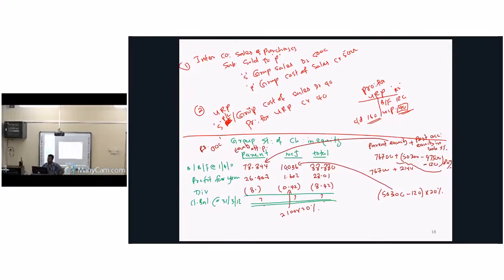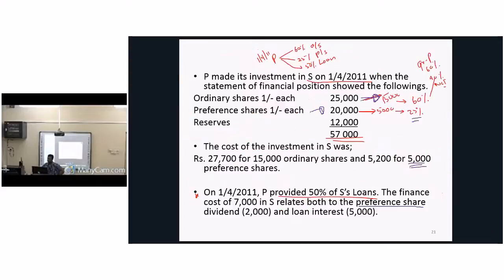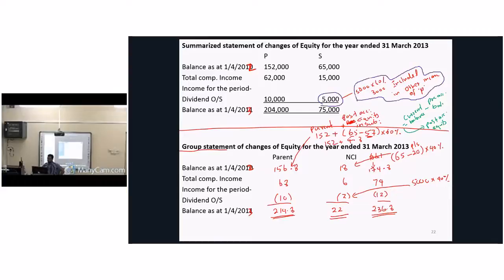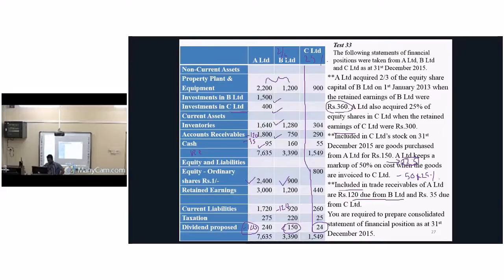Then finally today I did something about a small part of associate. At least you should understand that if there is any associate, you should not add those figures to group accounts. We take only the parent and subsidiary. That is what we did from this question, test number 33. Associate figures are not added to the group columns, but remember we have to prepare a separate account called investment in associate.